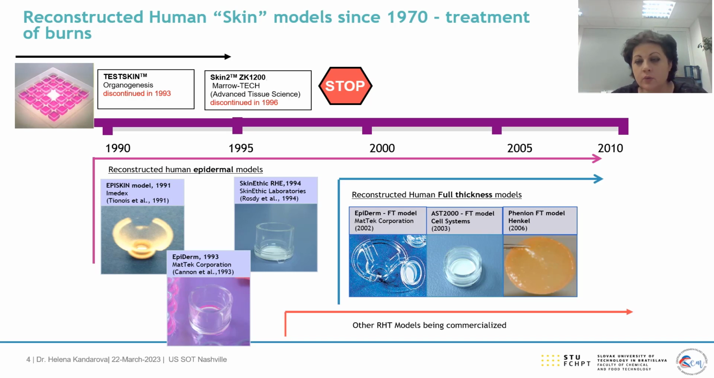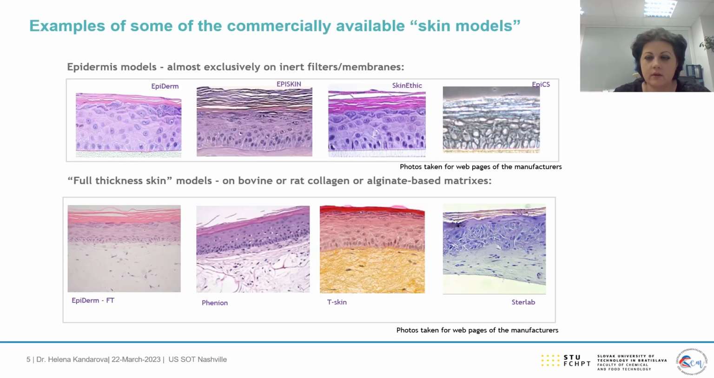Later on, around 2000, the commercial producers started also to introduce more sophisticated tissue models on the market. These were the models that contained the epidermis as well as dermis. And of course, other reconstructed human tissue models were commercialized as well. Examples of some of the commercially available skin models you see on this picture.